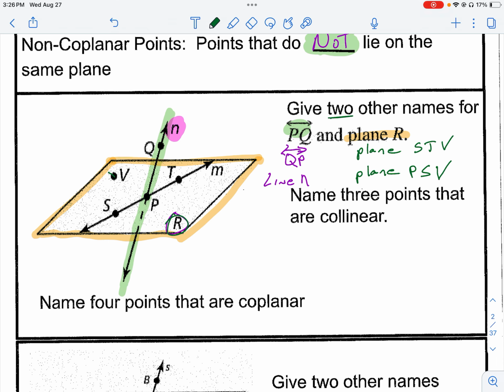So name 3 points that are collinear. Well, we only have 3 points on our drawing that all exist on the same line. And that's point S, point P, and point T. If maybe you were thinking about P, Q, and N, N's not a point. So we can't use that.